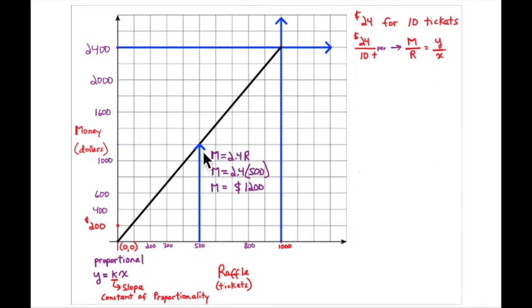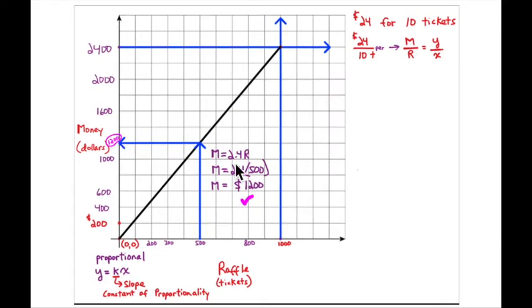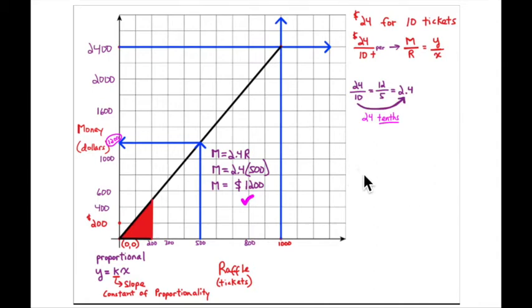That gets you out to 1,200, and that is right on the line. So it makes sense. This checks that this is the proper graph. A couple of points check and fall right on that line. And if you look at a slope triangle, the number of units in the vertical direction is going to be 2.5 times the number of units in the horizontal direction.